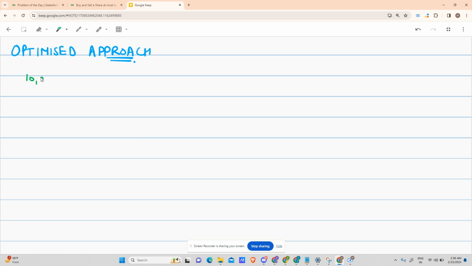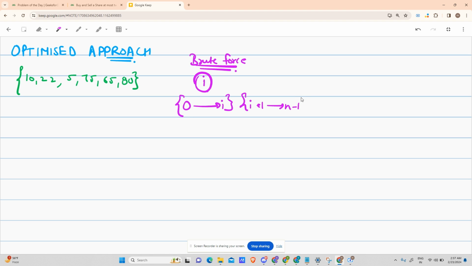My array was 10, 22, 5, 75, 65, 80. Correct? This was my array. Now, if I told you to do the same problem, and if you don't know about recursion, you don't know about DP, a sensible student will say that if I look at the brute force approach for this question, I will have to choose two subarrays. I will have to choose an index i such that 0 to i and then i plus 1 to n minus 1. I will have to do two transactions, one in this range, another in this range. And I will have to do the transactions such that the sum is maximized.